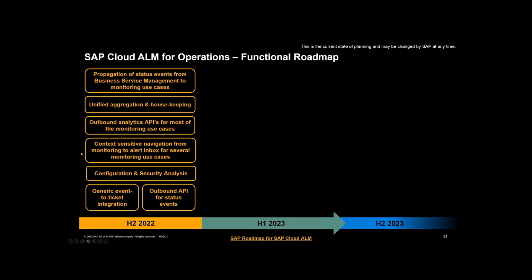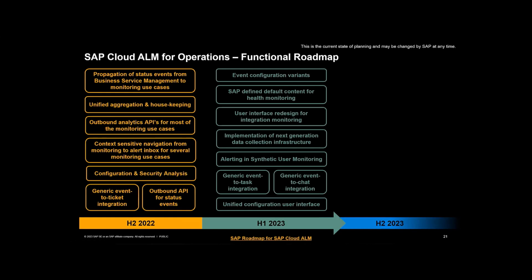We launched the new application configuration and security analysis at the end of the year. This was somehow a gap. It was the last application which was missing. It is now added with a first scope, and again, as I mentioned already, step by step we will expand the scope. We have the generic event to ticket integration. Before, we only had a dedicated one for ServiceNow. Now we have generalized this, so you can connect SAP Cloud ALM with your ticket system of choice. And for the status events shown in business service management, we now also have an outbound API where you can get every single status event and import it into your third-party tool.